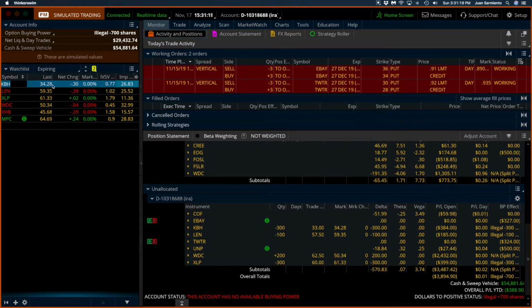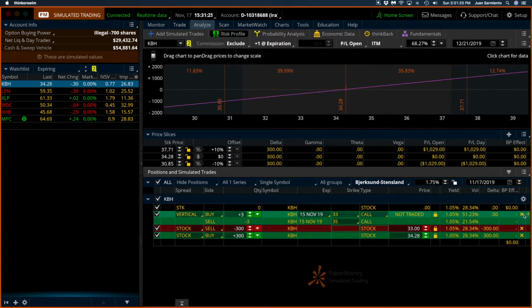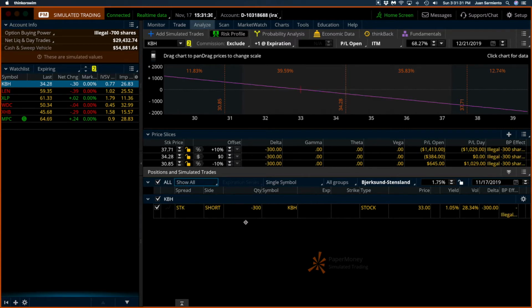KBH, and let's go to the Analyze tab. And I'm going to delete everything, so I start from scratch so you can follow along, okay? KBH shows me 300 shares short. If you have an IRA, obviously you can't have this in your account. The simplest thing is to close it before the market opens.